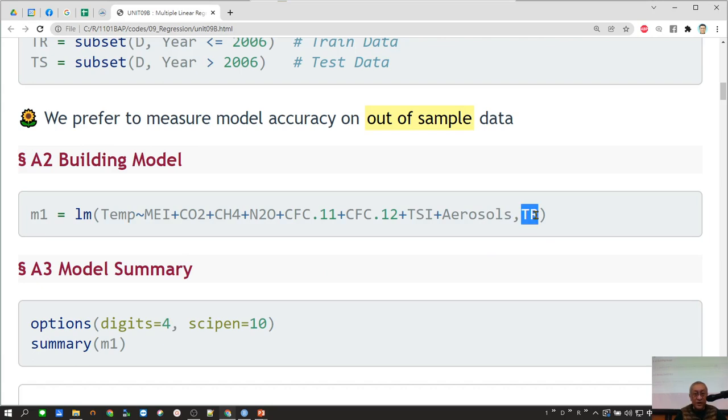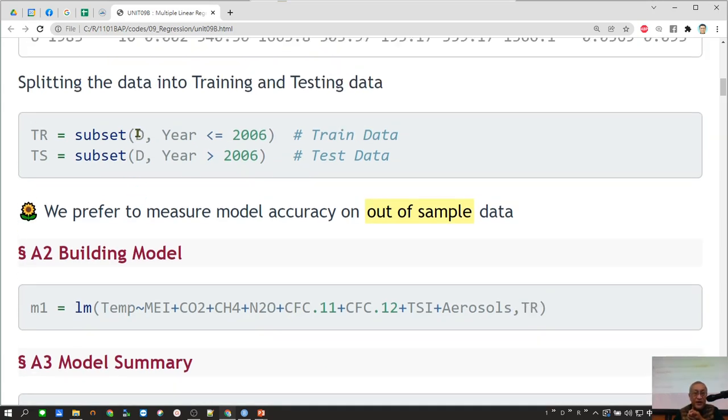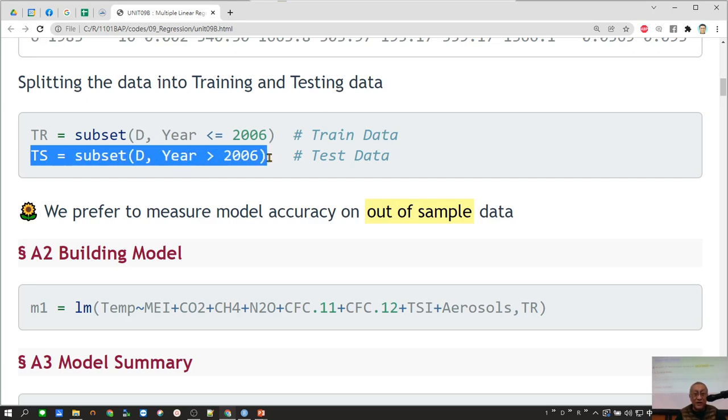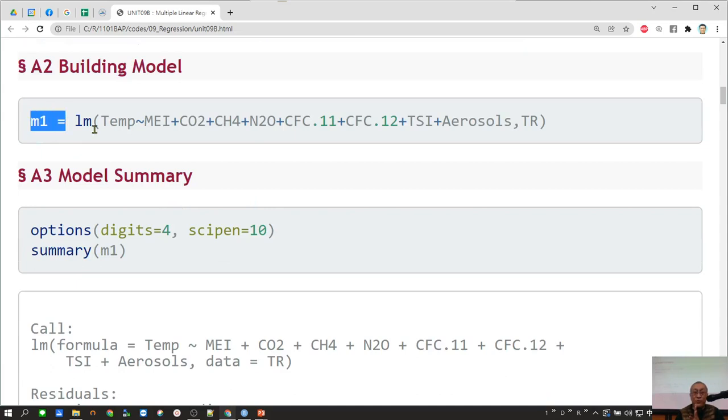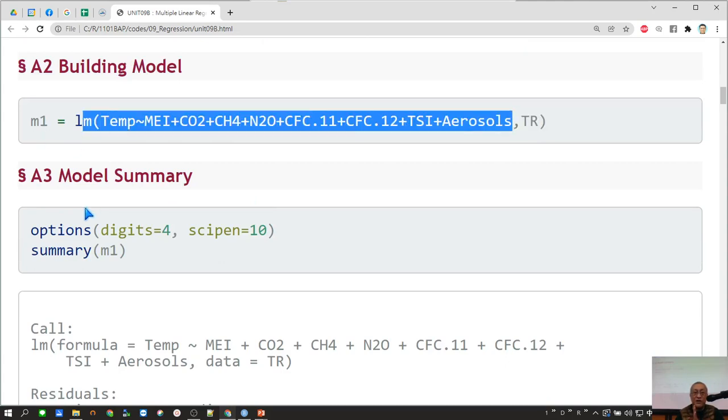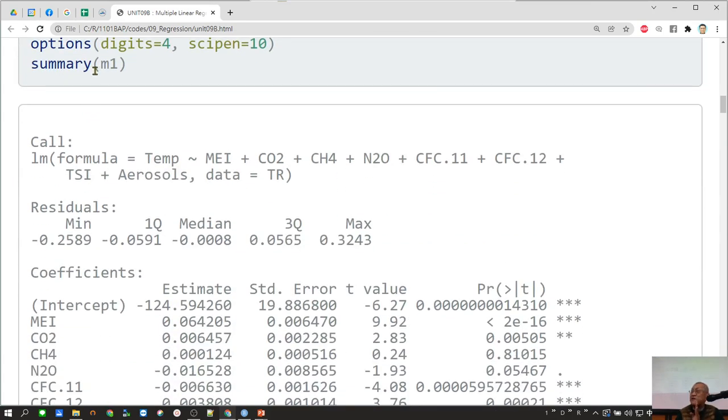And see, here we do not use the entire data to train. We simply use the training data for training. I subset the D so that everything less than or equal to 2006, I'm using for training. And for the rest, the last 2 years, 2007 and 2008, I use as the out of sample data for testing. Now I build a model with this training data and the model spec like this. And we can also do the model summary.